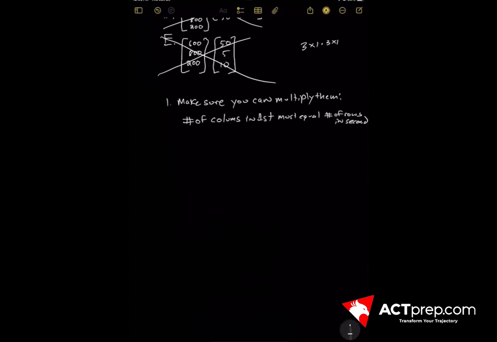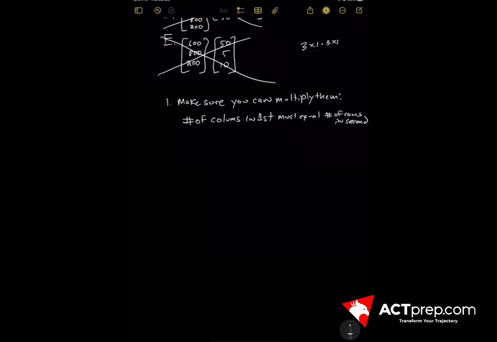So for those of you that don't know how to multiply matrices, it is only going to be worth your time to learn this if you're trying to get above a 33 on the math section. If you aren't trying to get above 33 on the math section, I don't recommend spending the time to learn how to multiply matrices. Multiplying matrices questions show up so rarely, and you don't actually need to know how to multiply them to get the vast majority of matrices questions correct on the ACT. But here is an example of one where it helps quite a bit to know how to multiply matrices.